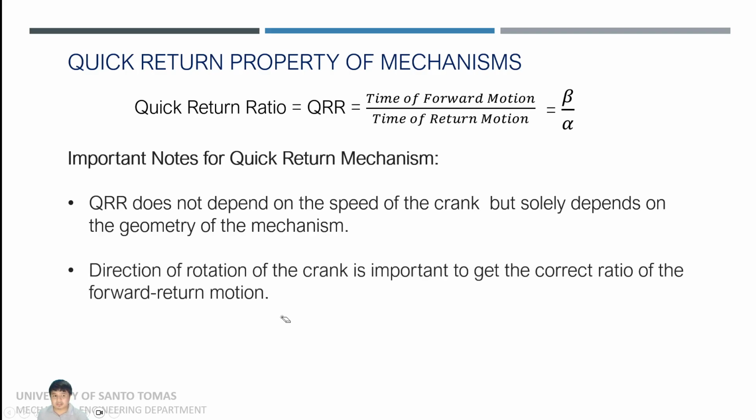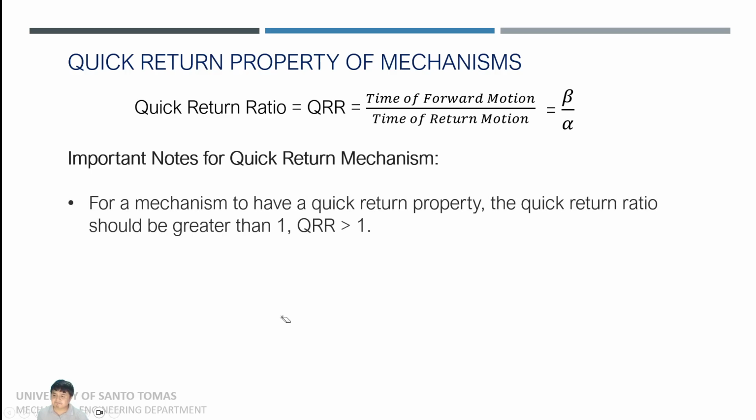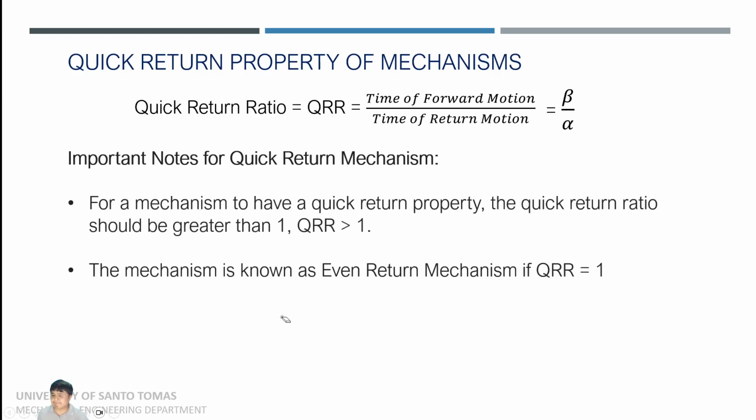So the direction of the rotation could also be in effect because the QRR might get lower if you reverse the speed or if you reverse the direction of rotation. Okay, so another one is that there are cases where we have an even return mechanism wherein the forward motion time is equal to the return motion time.